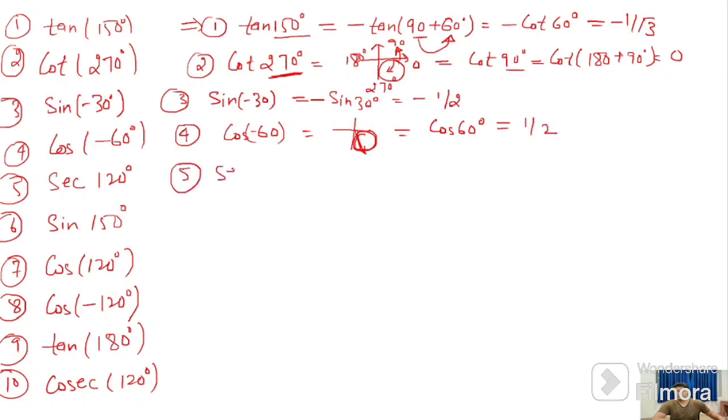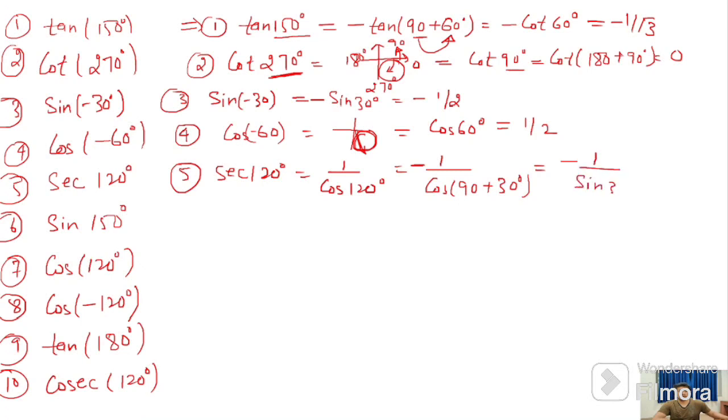Fifth, secant 120 degrees. Secant is 1 upon cos 120 degrees. Cos in the second quadrant will be negative. So cos of 90 plus 30 degrees will be minus sine 30, which is minus 1 by 2. So 1 upon minus 1 by 2, 1 divided by 1 by 2 equals 2, so the answer is minus 2.